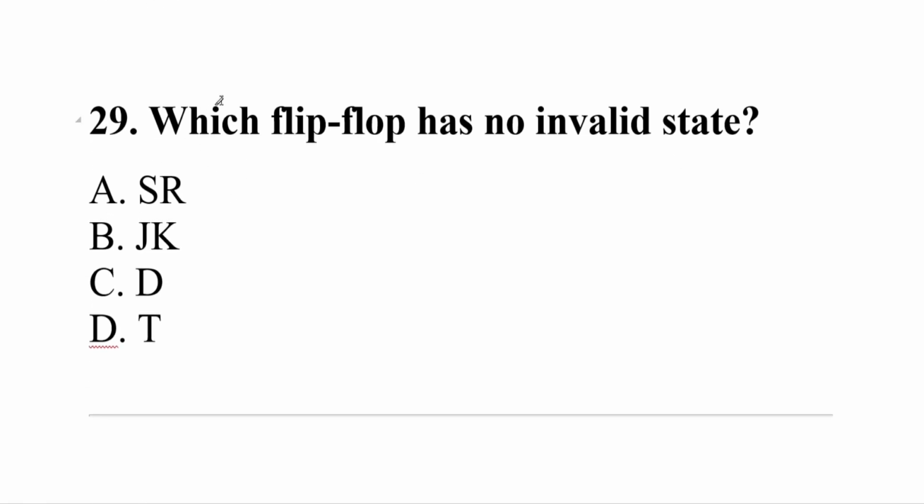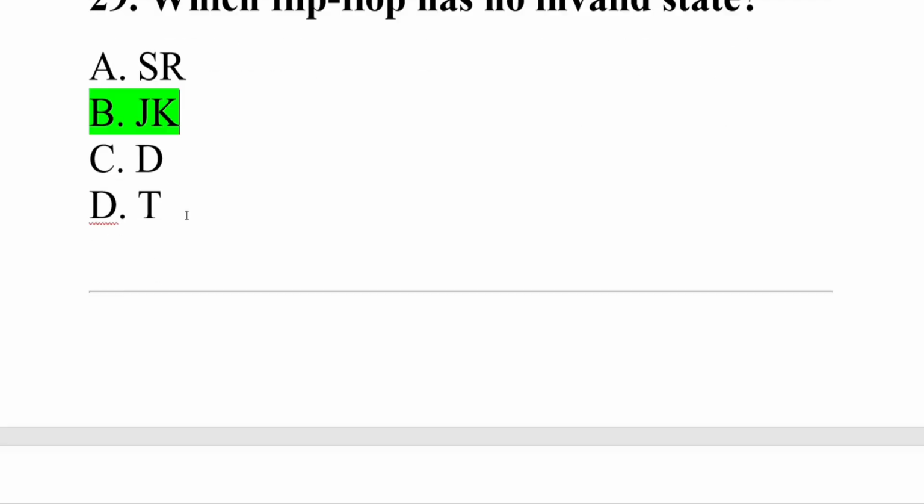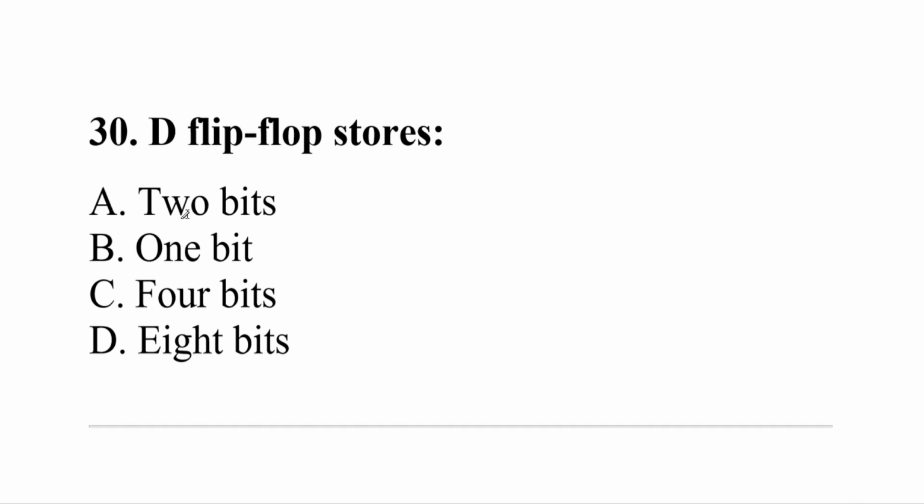Which flip-flop has no invalid state? Option A SR, B JK, C D and D T. And the correct answer is option number B, that is JK flip-flop. JK eliminates the invalid SR condition. Moving to question number 30.